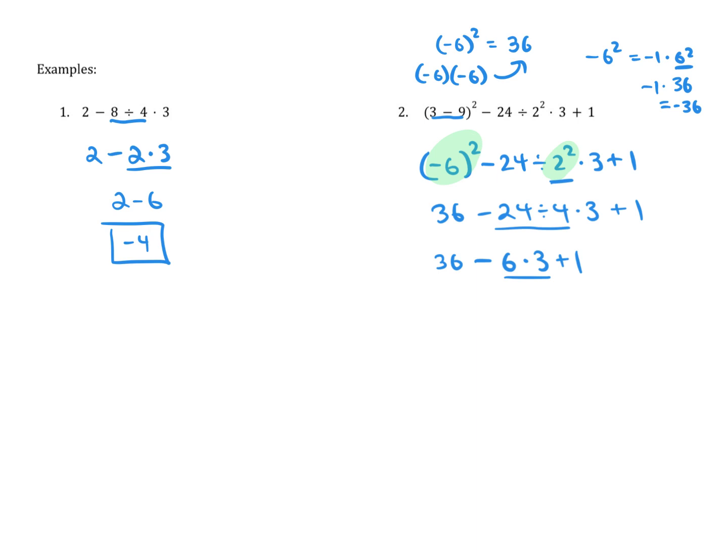Now I do my multiplication, and I bring down the 36 and the minus. 6 times 3 is 18, bring down plus 1. And now I have addition and subtraction, and I go from left to right. What comes first is the subtraction. 36 minus 18 is 18. Then I add 1, and I get 19.